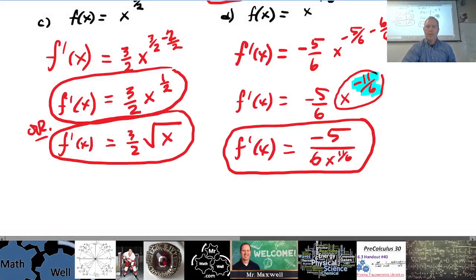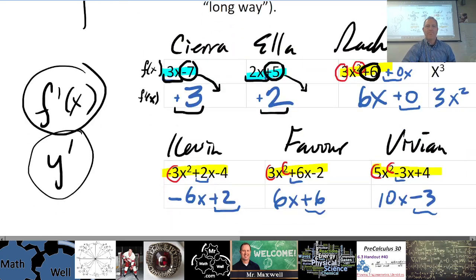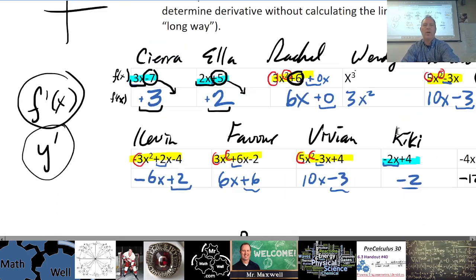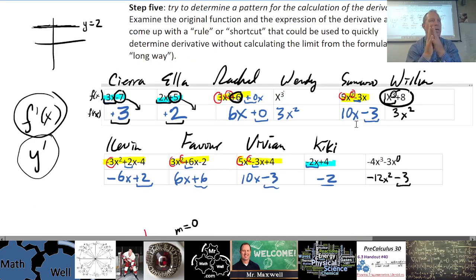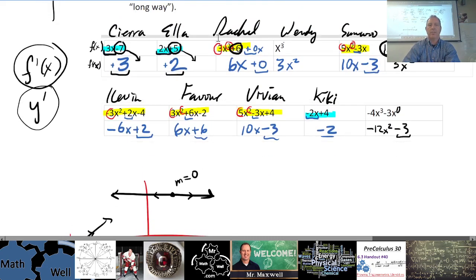All right, so in 2.2, we did a derivative activity. What we found was that there are some patterns that we can see from functions to expressions of the derivatives. We found out that there is some kind of multiplication between coefficients and exponents that helps us to get a coefficient for a term in our derivative.